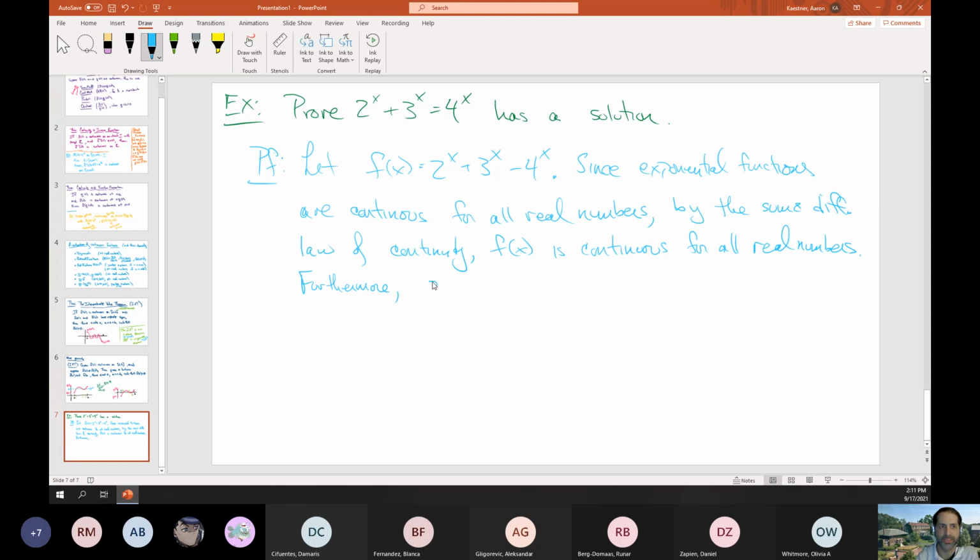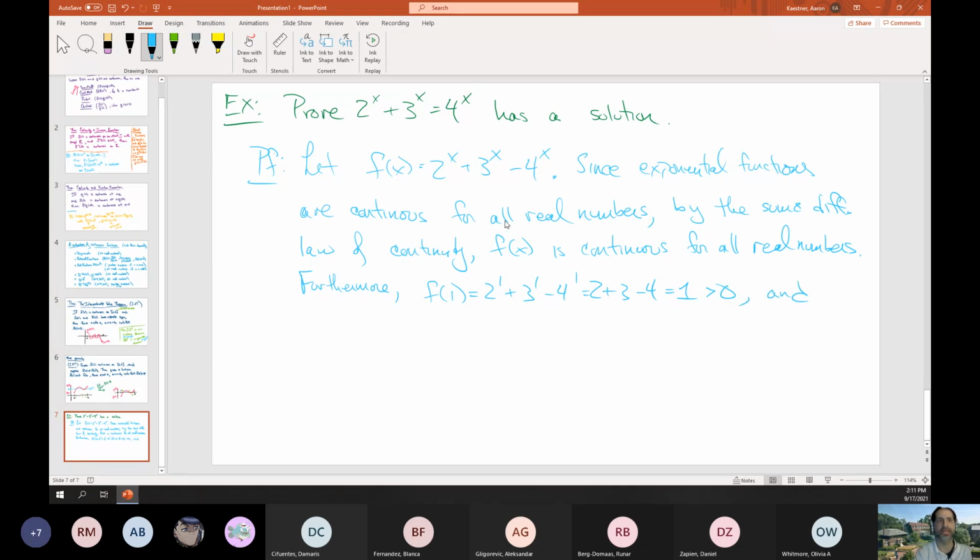Let's pick some easy values. F of 1 is an easy one because that's just 2 to the first plus 3 to the first minus 4 to the first. Well, that's 2 plus 3 minus 4. So that's 5 minus 4, which is 1, bigger than 0.